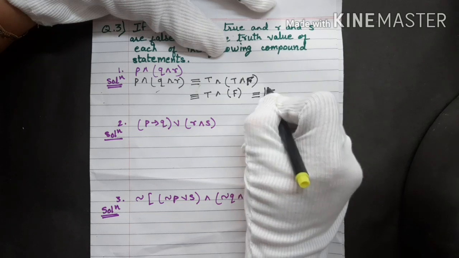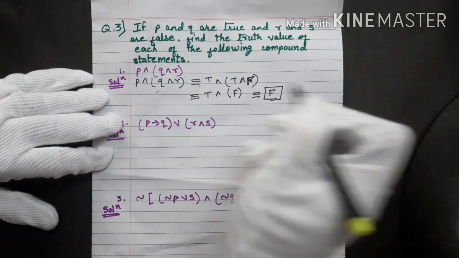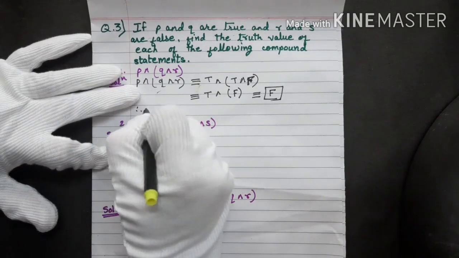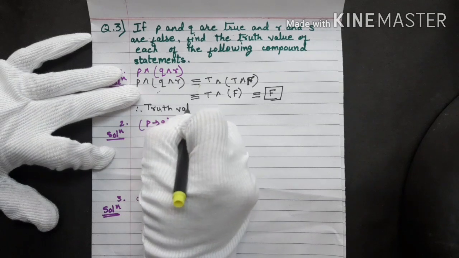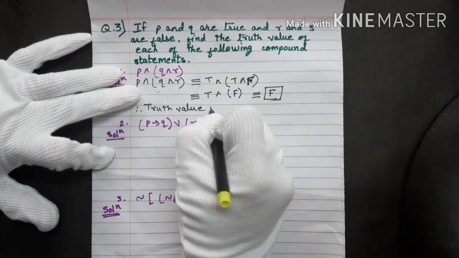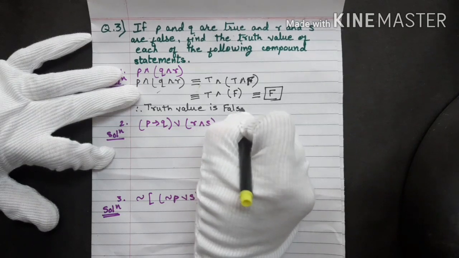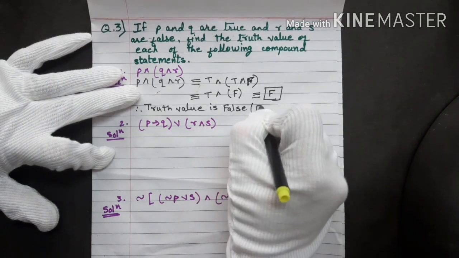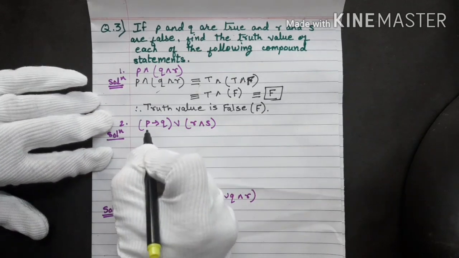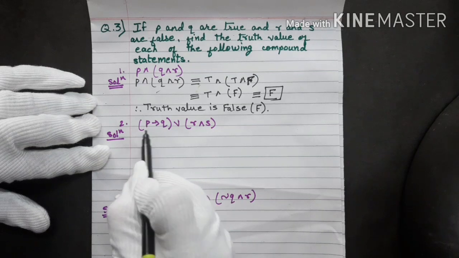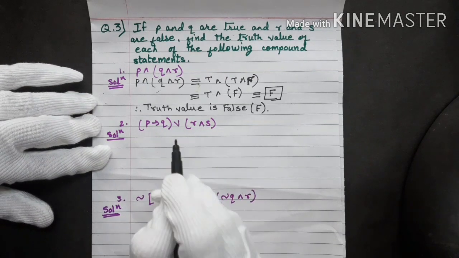So this is the truth value of your given compound statement, correct? So you can write, therefore truth value is false, or in the bracket we'll write F. Fine.